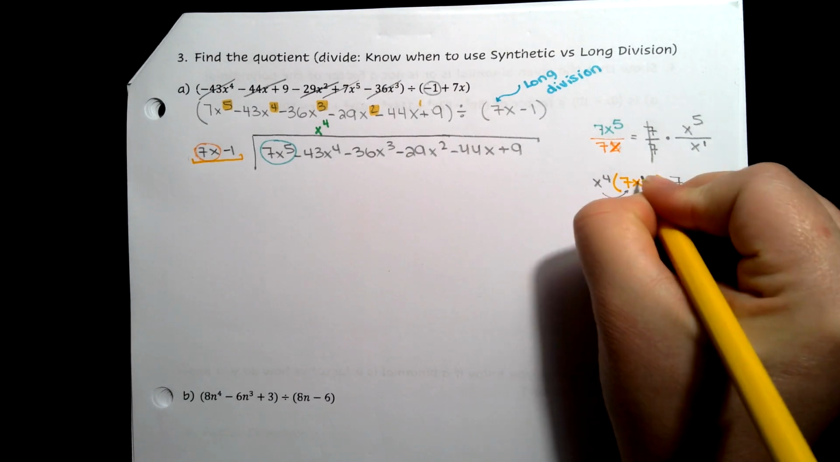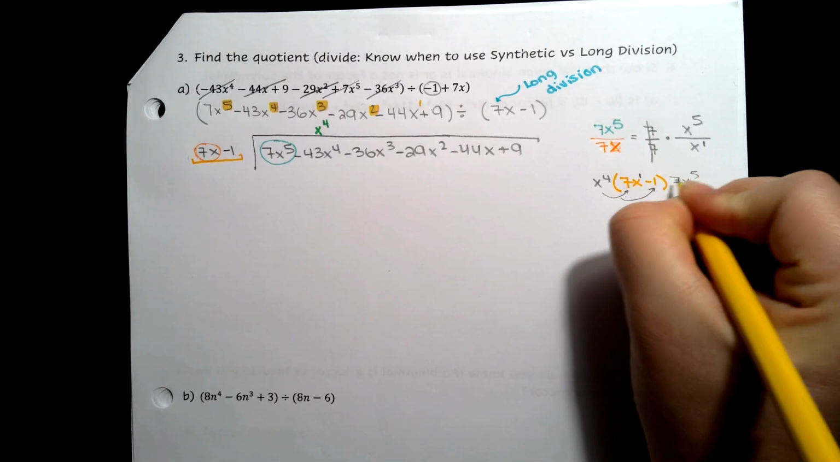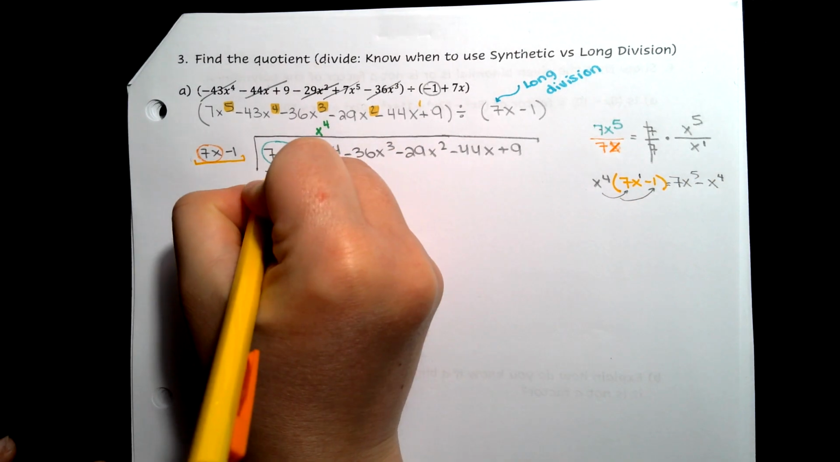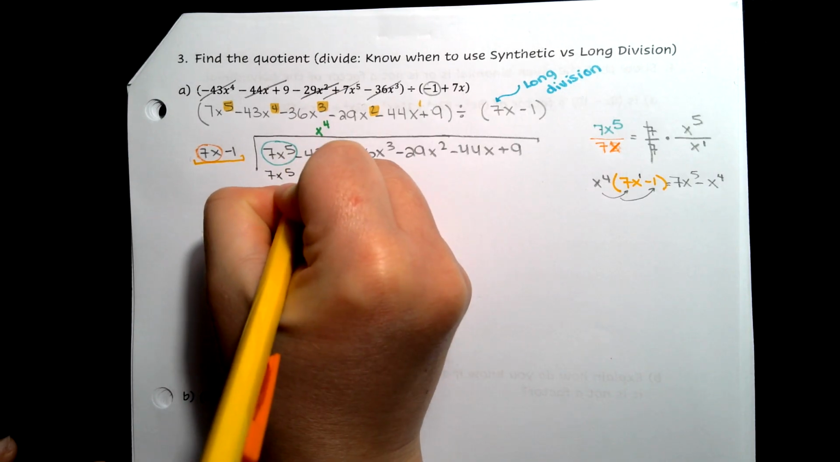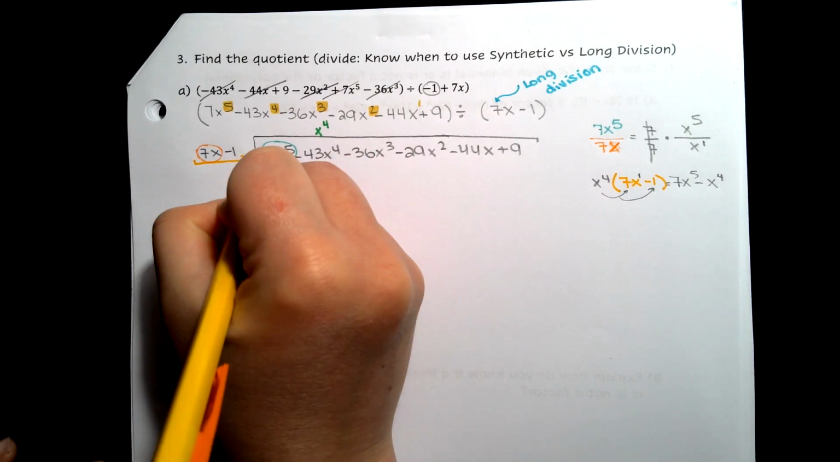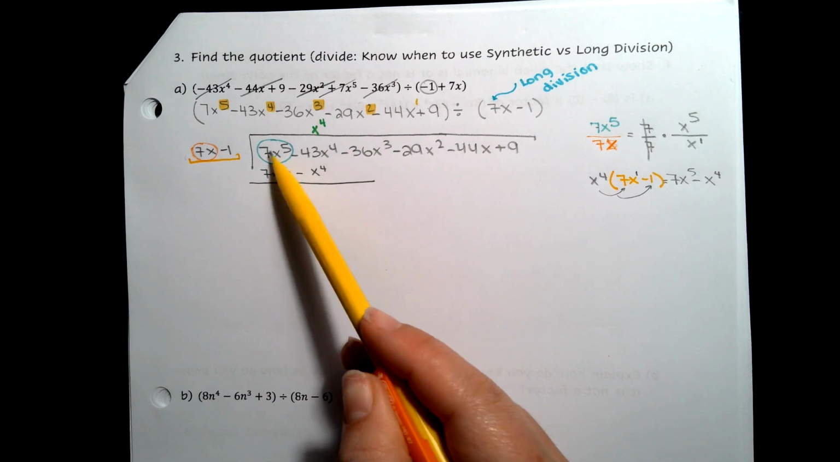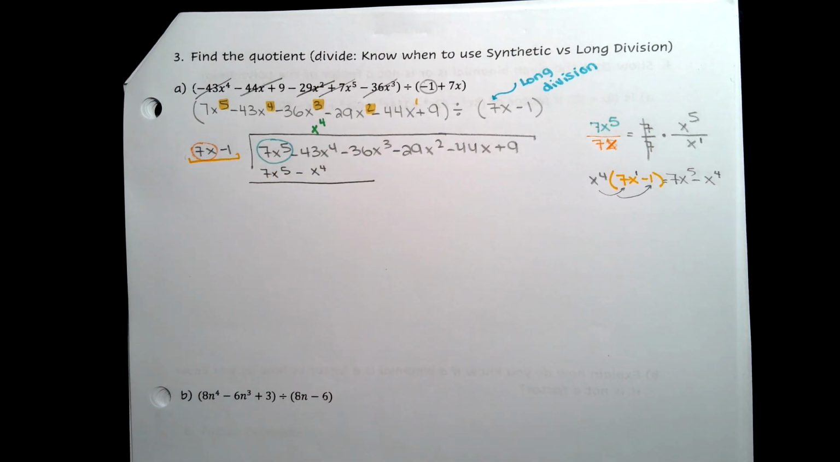So we have 7, remember adding the exponent, x to the 5th power minus x to the 4th power. I'm going to copy that down. Now you know you're doing a correct step if your leading coefficients here, your 7s and your exponents, match up. If your leading terms don't match up, that means something went wrong.